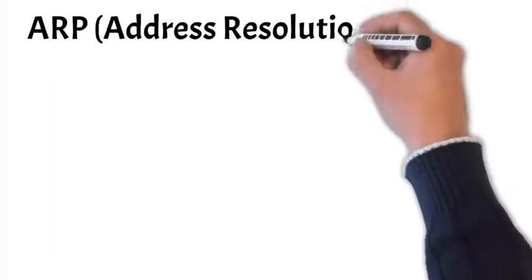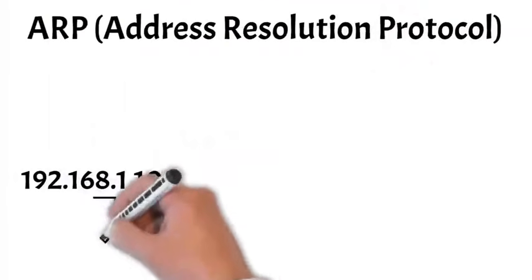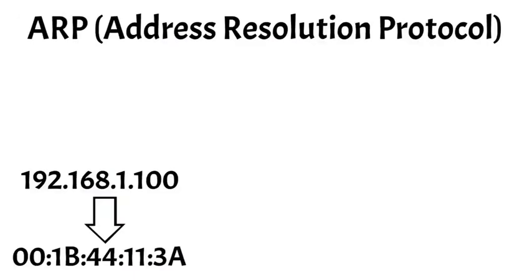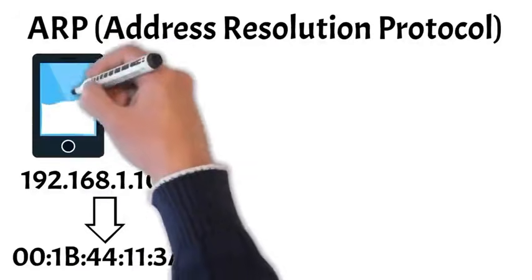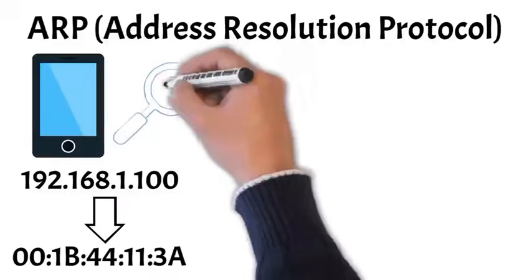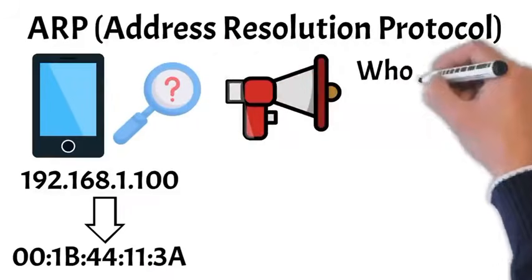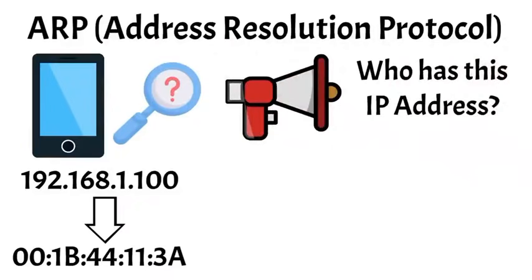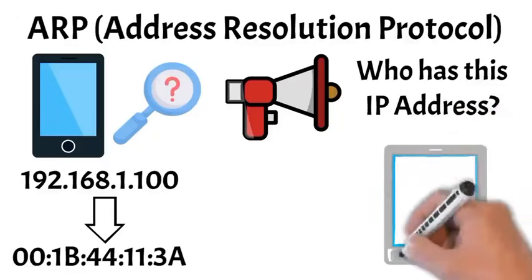ARP, or Address Resolution Protocol, is a network protocol used to map an IP address to a physical MAC address within a local network. When a device wants to communicate with another device on the same network, it needs to know the recipient's MAC address. ARP helps by sending out a broadcast request asking, "Who has this IP address?" The device with the matching IP address responds with its MAC address, allowing the communication to proceed.